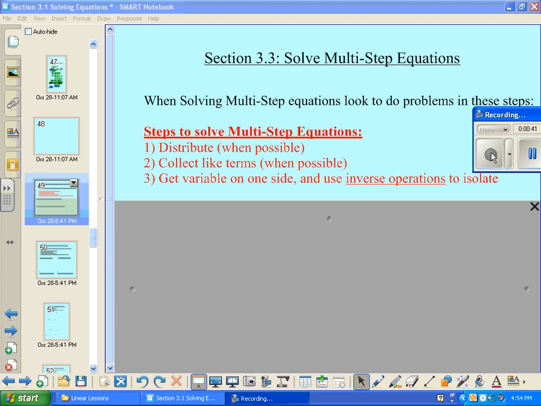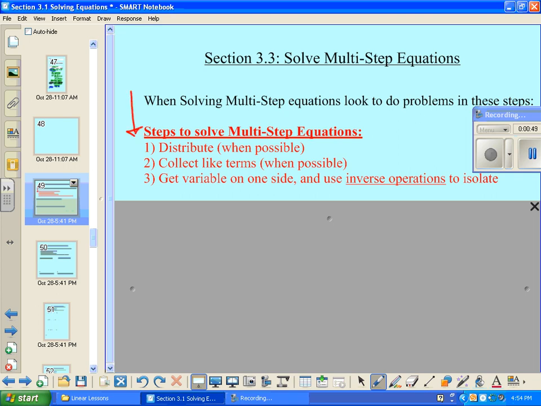But now, solving multi-step equations, the only thing that's going to change is some of the problems may take 3 or more steps. I've got a little checklist here, or a little list of what order you should go through steps when you're looking at a multi-step problem, and this is something I'd like you to copy down into your notes. So, steps to solve a multi-step equation.